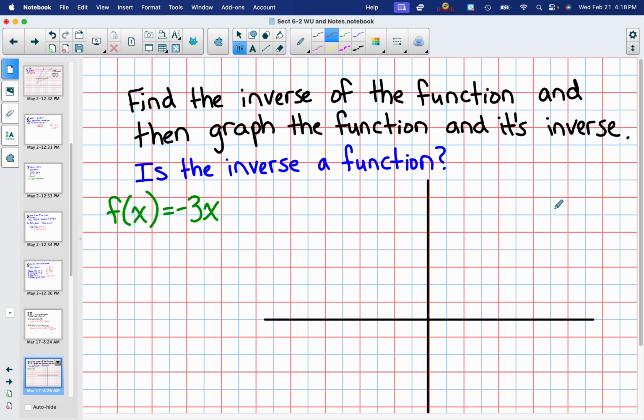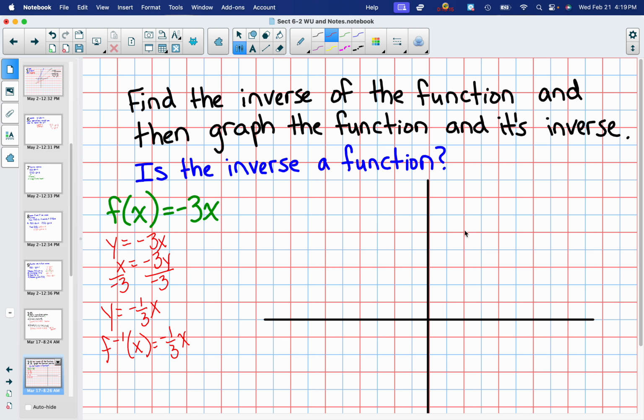All right, so on this next one, the task says to find the inverse of the function and then graph the function and its inverse. Is the inverse a function? So you have a couple ways. You can think about what to undo, or follow the steps where I said change it to y equals negative 3x, swap the x and y, and then solve for y. So I'm going to divide each side by negative 3. And I'm going to write this as y equals negative 1/3 times x. It's easier to get it like with the slope, which now I'm going to put back into function notation.